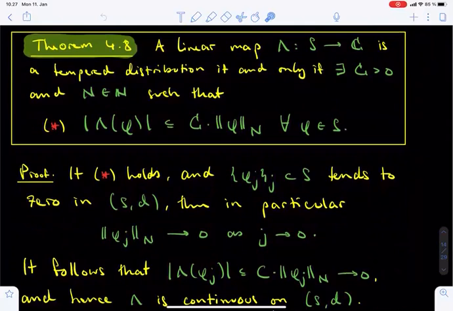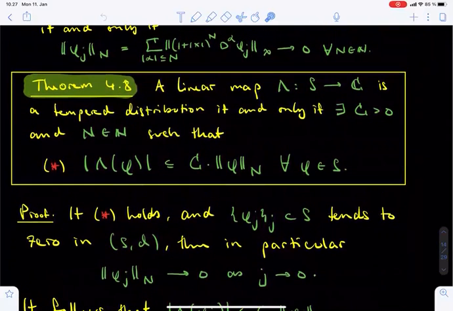The statement is actually quite remarkable. The values of any tempered distribution are controlled by one single n norm with a finite n. If you look at the definition of the n norm here, this means that if the derivatives of phi up to some finite order are very small, then also lambda of phi is very small.